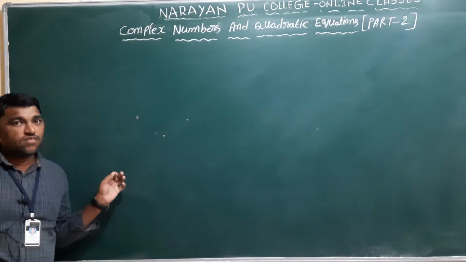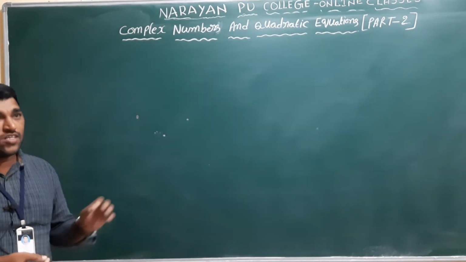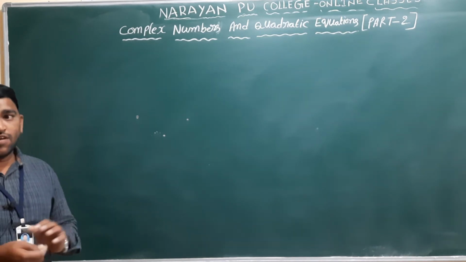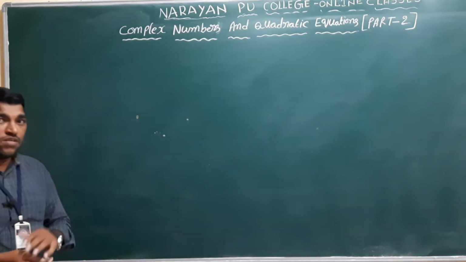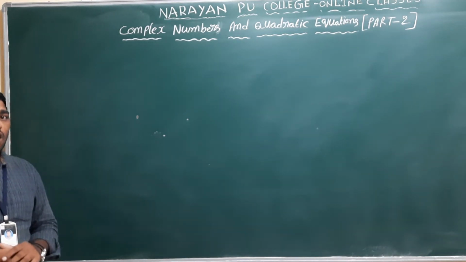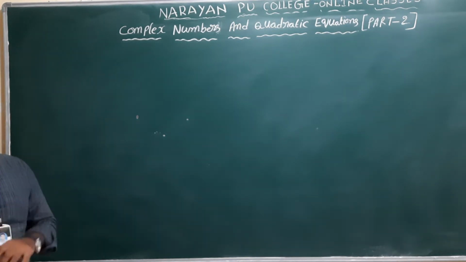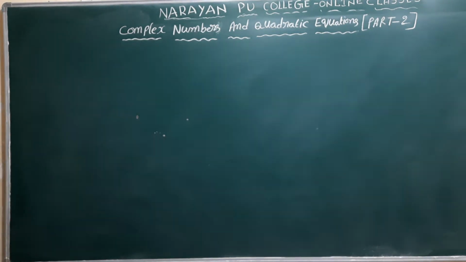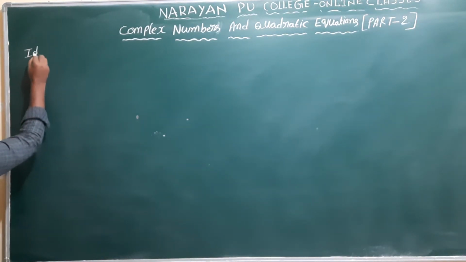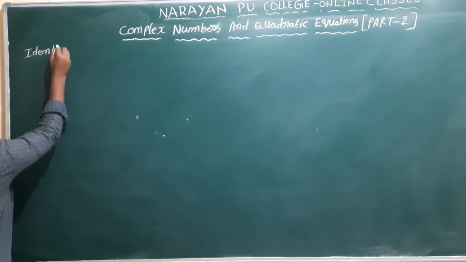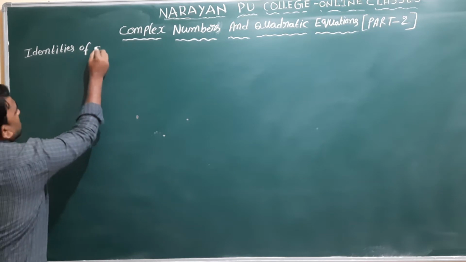In previous session, we discussed the definition of iota. Iota is nothing but i, and definition of complex numbers, and equality of two complex numbers. Then algebra of complex numbers. Next one, power of i. After completion of power of i, next one is identities of complex numbers.